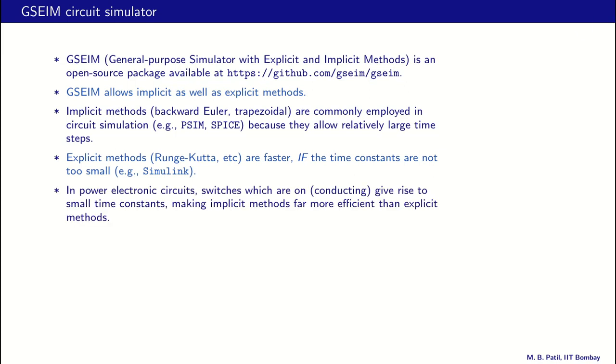In power electronic circuits, switches which are in the on state, that means switches which are conducting, give rise to small time constants because they are represented by very small resistances, and that makes explicit methods difficult to use. That really rules out explicit methods for power electronic circuits, and implicit methods really are then the only choice because they are far more efficient than explicit methods.